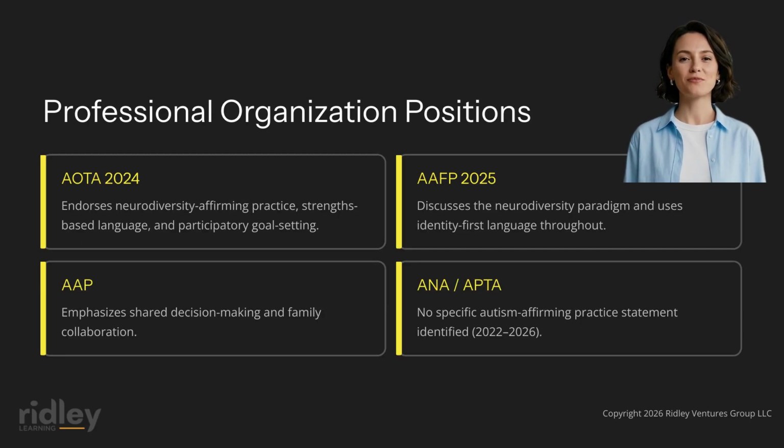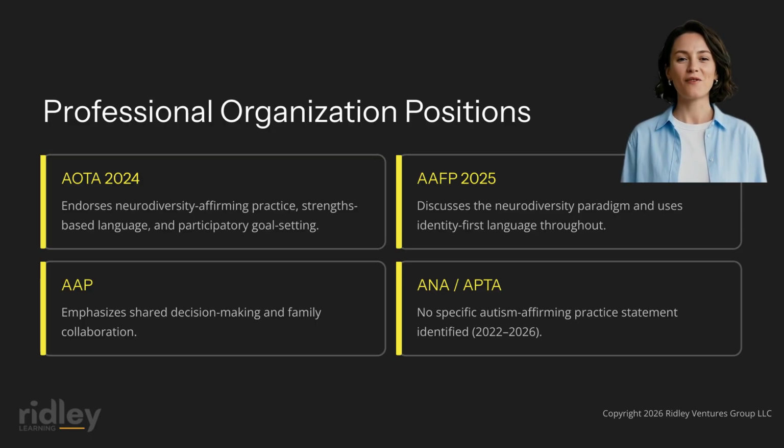Let's look now at where major professional organizations stand on these issues. Several major United States professional organizations have articulated positions aligned with the neurodiversity paradigm. The American Occupational Therapy Association's 2024 practice guidelines for autistic people across the lifespan explicitly endorsed neurodiversity-affirming practice, recommending strengths-based language, environmental adaptations, and participatory approaches in which autistic people help define their own goals. Recent American Journal of Occupational Therapy publications have also adopted identity-first language out of respect for community preferences and in alignment with anti-ableist language recommendations.